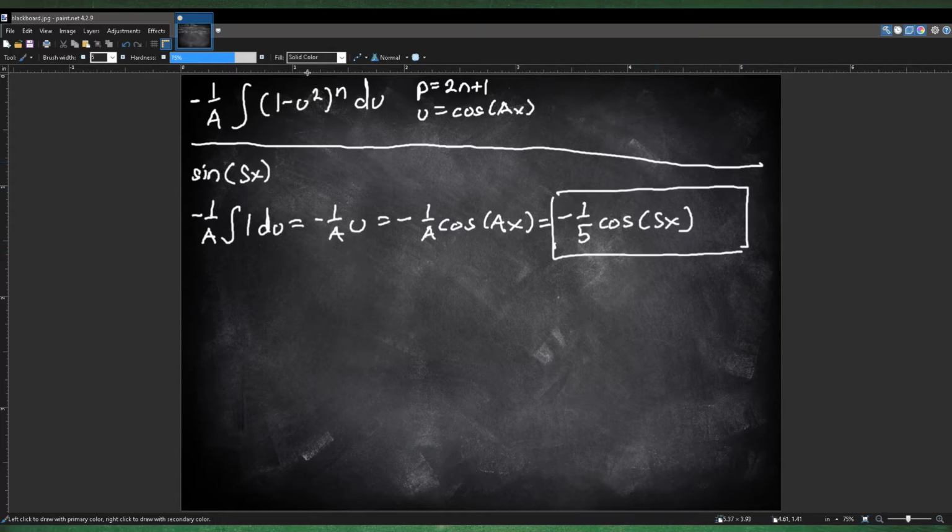And if you want to make it proper, just add a c, right? It doesn't really matter. Well, it does matter, but usually I don't really care about it too much, because this is the correct integral.